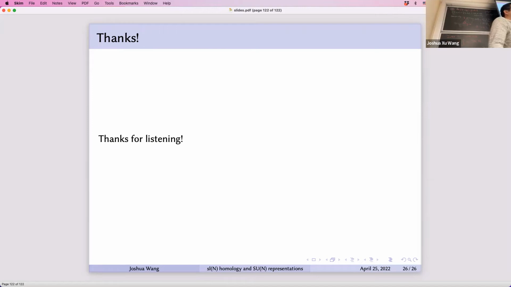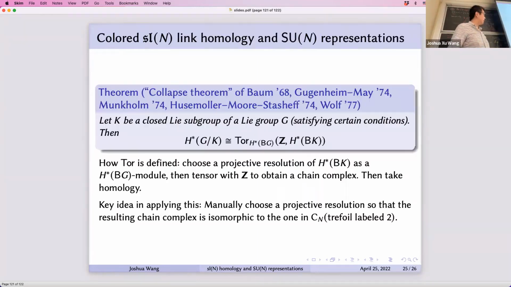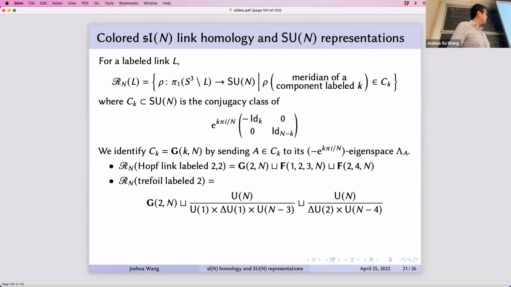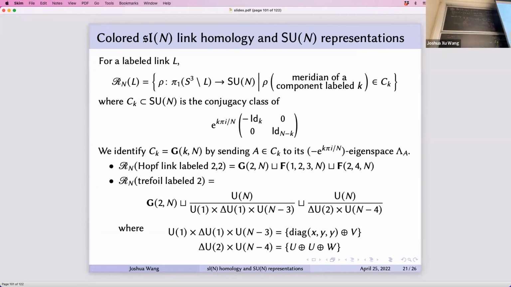Oh, what I meant by that was a diagonal embedding. Okay, so like U(1) times the diagonal copy of U(1) times U(n-3). I'm looking at block matrices where I've got 3 blocks of size 1 and a block of size n-3. And I just want that two of those blocks are the same. Same thing with this diagonal.